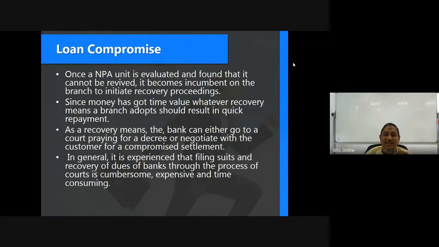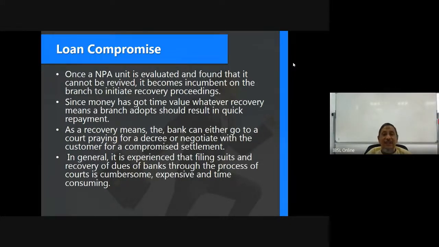As recovery means, the bank can either go to a court praying for a decree, or negotiate with the customer for a compromise settlement. Even after filing an action, we can ask the courts for a decree, that is a judgment, or negotiate with the customer for a compromise settlement. It can be negotiated in advance, or even after filing action, and it comes as a court settlement.